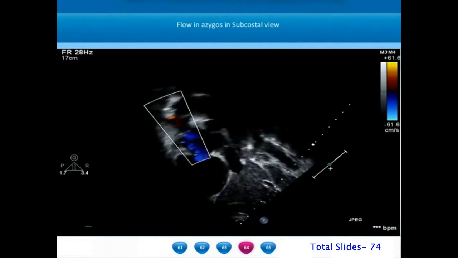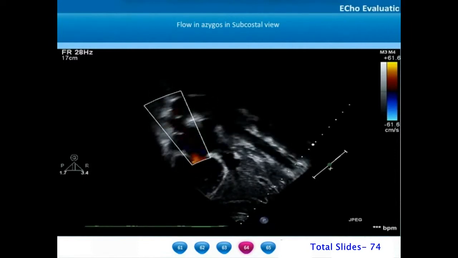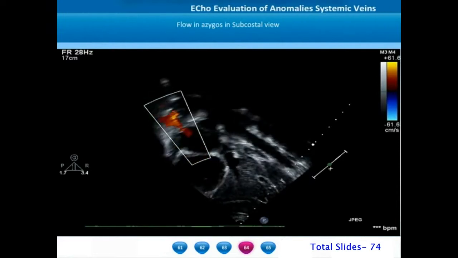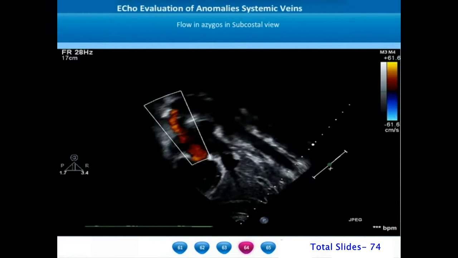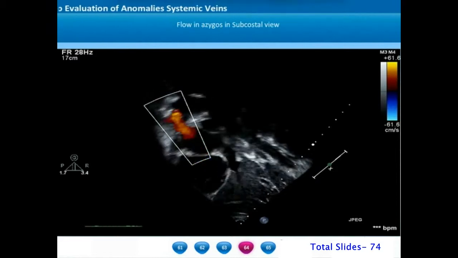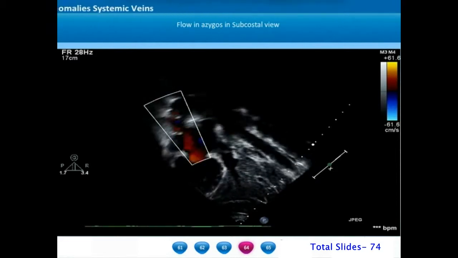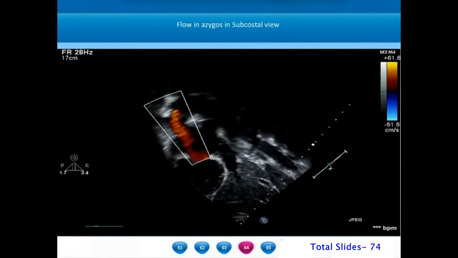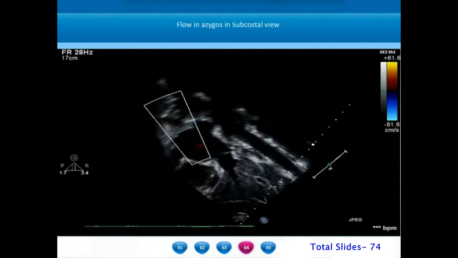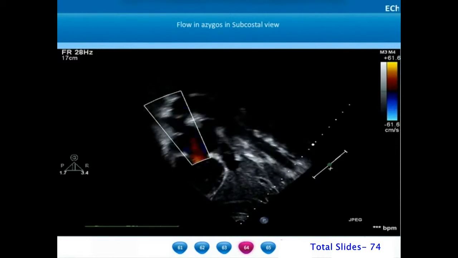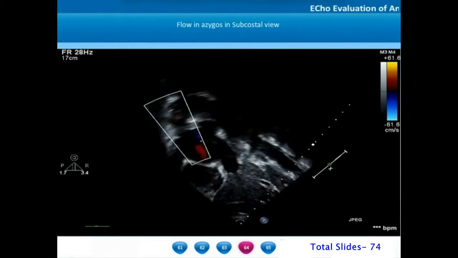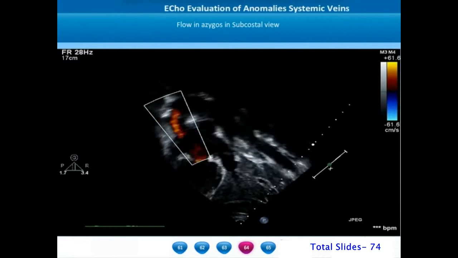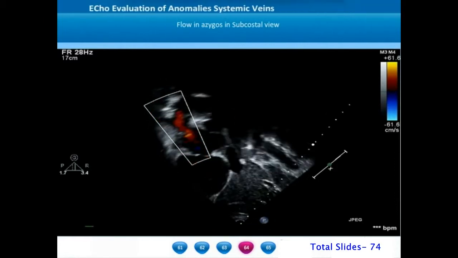Since the azygous vein drains into the posterior wall of the right superior vena cava, if this patient has to undergo a bidirectional Glenn shunt with anastomosis of the superior vena cava into the pulmonary artery, this will result in total cavopulmonary shunt. The inferior vena cava blood and the superior vena cava blood will all drain into the pulmonary arteries after such a shunt. This will be called the Kawashima operation.